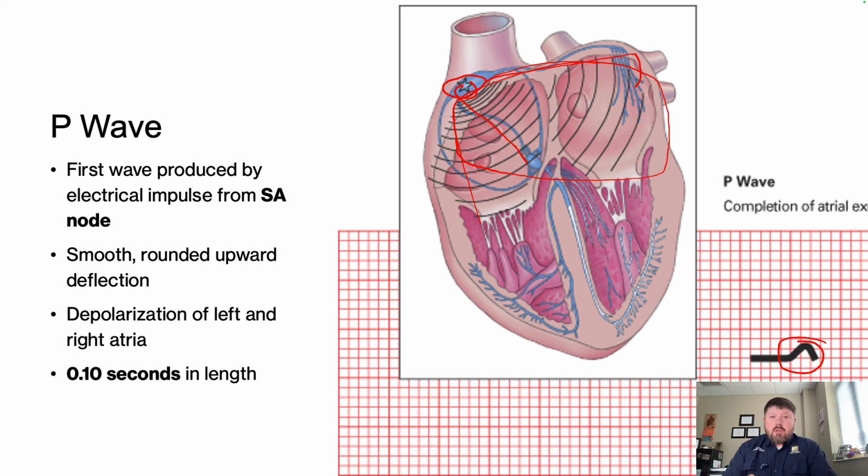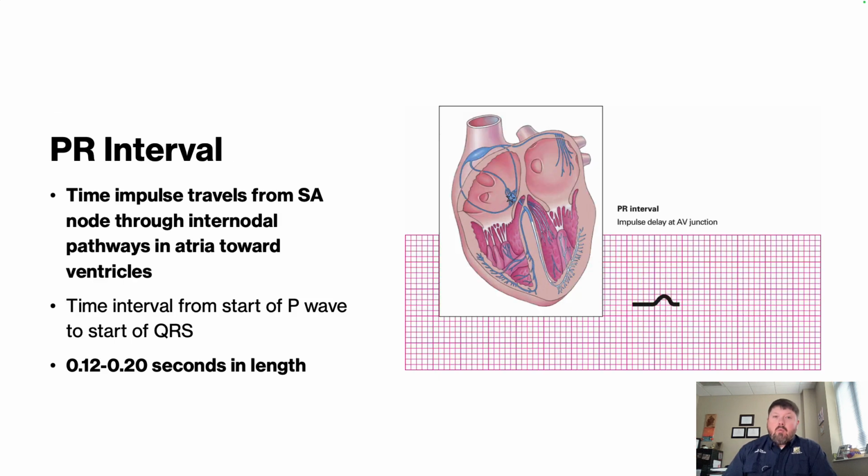A normal looking P wave, a sinus P wave, this is going to be important. A sinus P wave should be smooth, rounded, upwardly deflected, and it should look very similar to all the other P waves on the ECG printout. Now, a typical P wave is 0.10 seconds in length. Now, we don't actually measure the P wave. What we will measure is the PR interval.